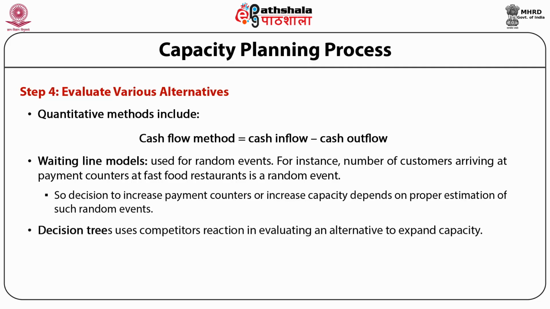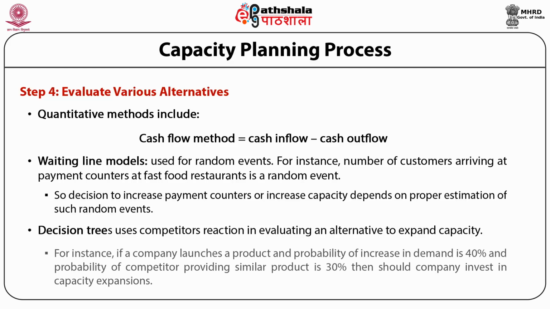Decision trees use competitors' reaction in evaluating an alternative to expand capacity. For instance, if a company launches a product and the probability of increase in demand is 40% and the probability of competitors providing a similar product is 30%, then should the company invest in capacity expansion?